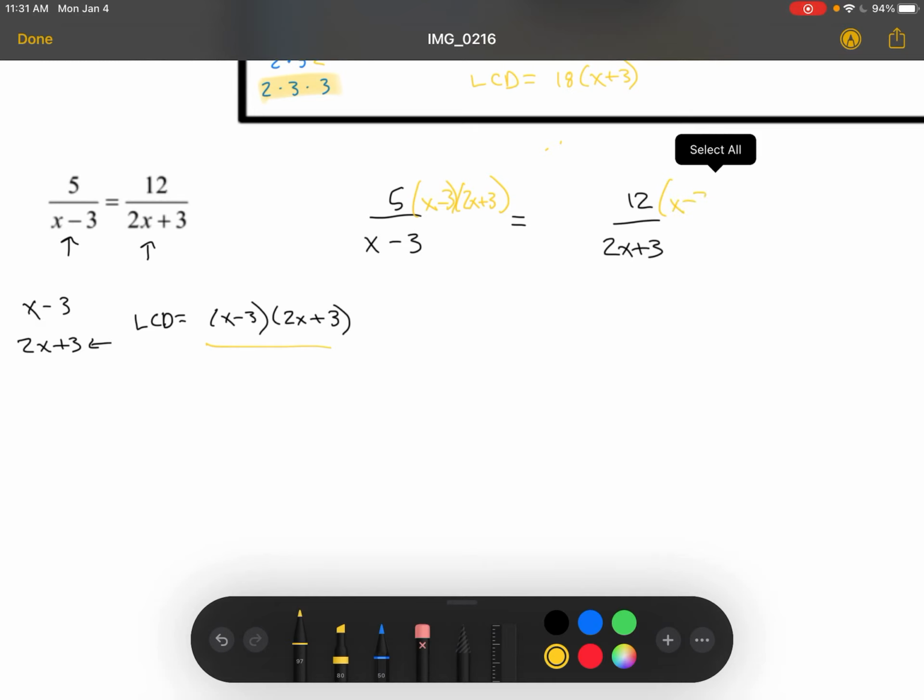So again, do it on one side. I don't know why this select all button keeps coming up for me. I'm sorry about that, everybody.